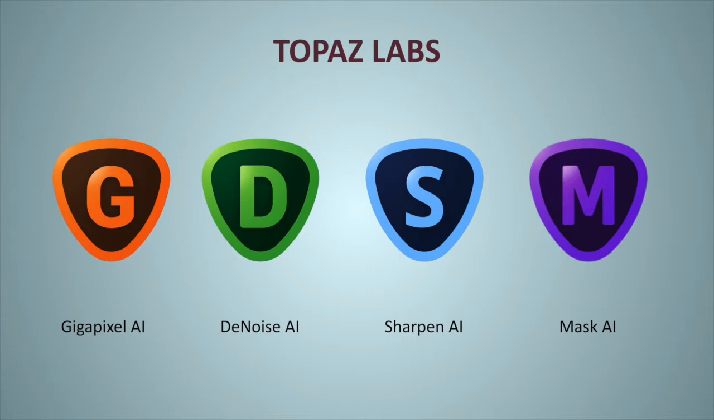which are these four. So Gigapixel AI, which is an enlarging software; DeNoise AI, which unsurprisingly is to remove noise; Sharpen AI, which is sharpening; and Mask AI, which is for masking, particularly useful for making composites. So I'll just quickly take you through these and show you a couple of examples of images I've worked with, just to show you quickly what they do.